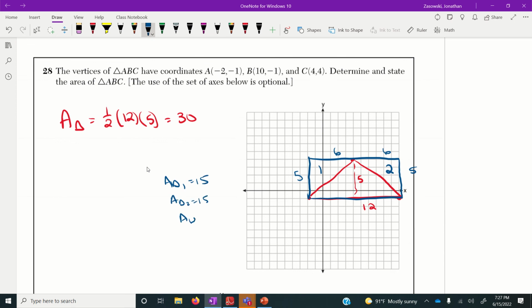And the area of the whole rectangle we know is already 60. So we just subtract 60 minus 15 minus 15. And that is another way for us to get 30. Okay? But if it's horizontal and perpendicular heights, just count them.